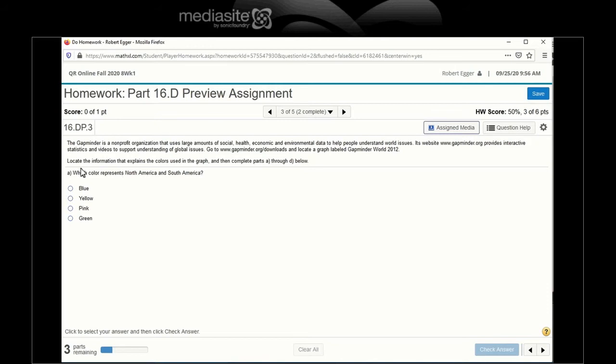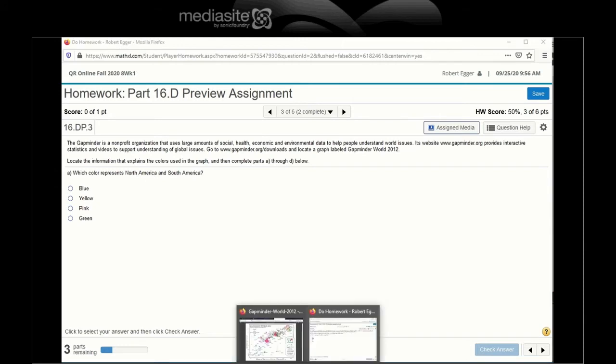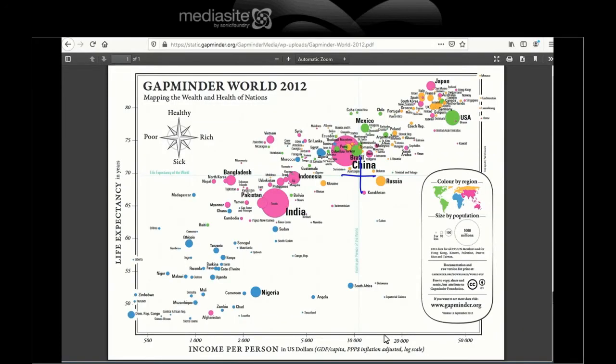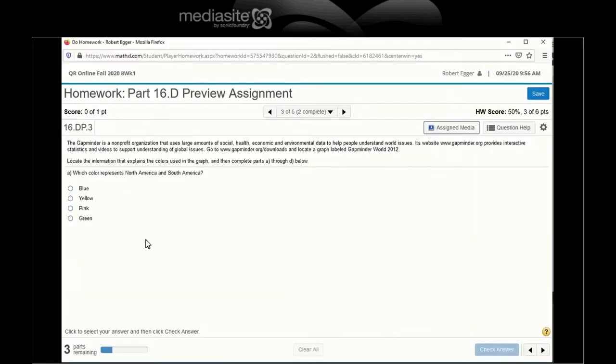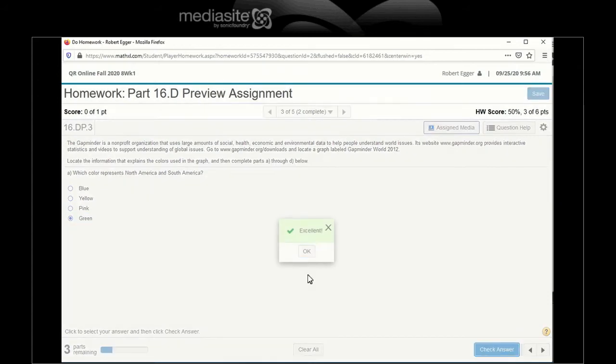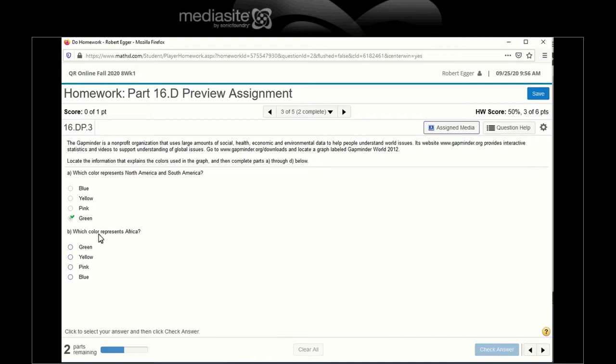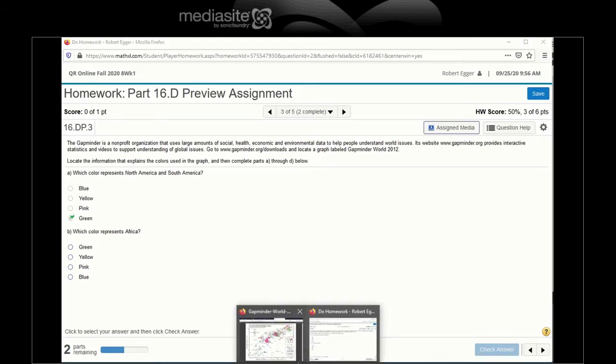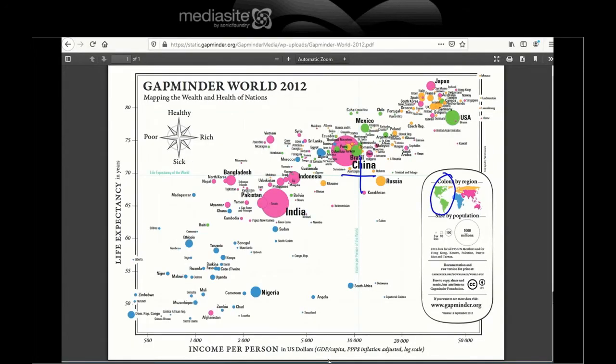Again, in Gapminder, locate information that explains the colors used in the graph. What color represents North America and South America? Color by region: green. How about Africa? I know where Africa is though. Blue.